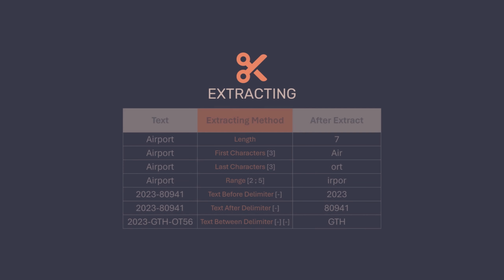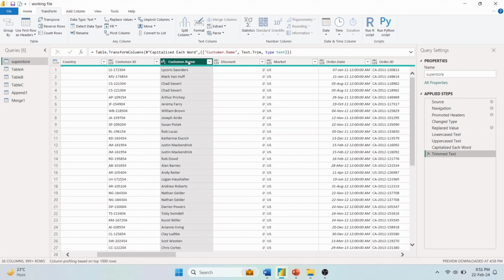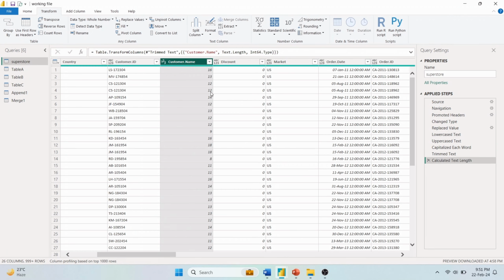The extract option in Power Query allows you to pull specific pieces of data from a column, such as text lengths, substrings, or parts of dates, simplifying detailed data manipulation and analysis. Select Customer Name column, go to Extract option, choose length. It will return the total number of characters in that cell.